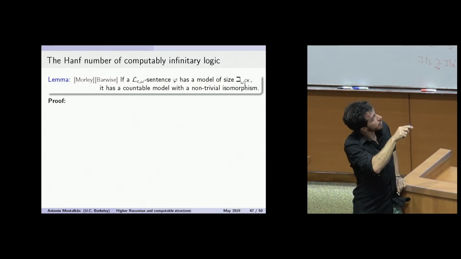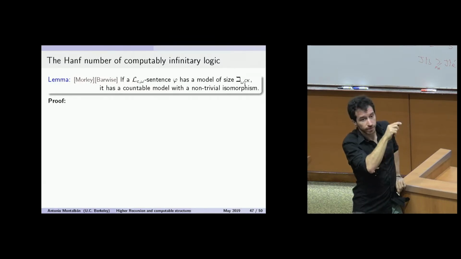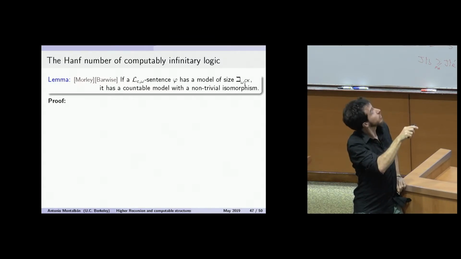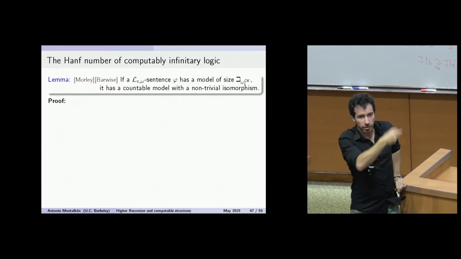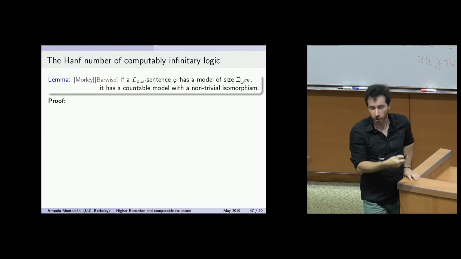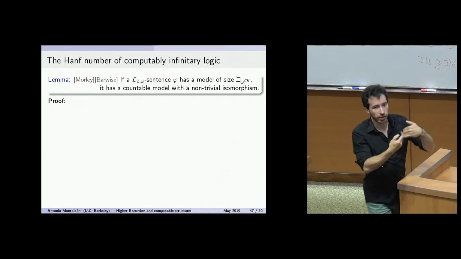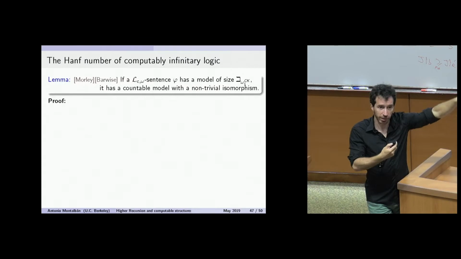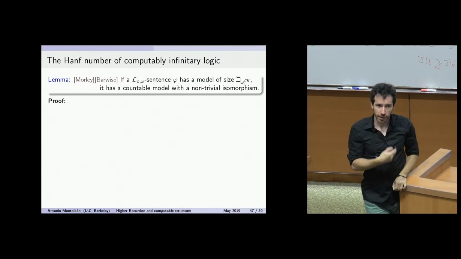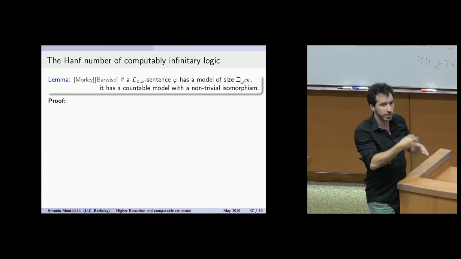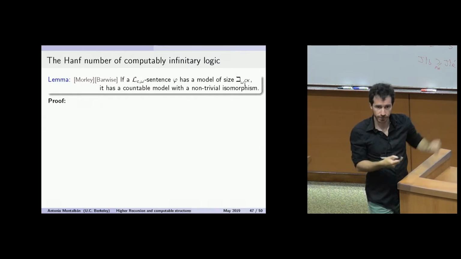In that sense, this is the least cardinal where you get this property, and that makes it what is called the half number of computable infinitary theory. Not exactly, but half number is: if you have models up to here, then you have models from there onwards for all cardinals. The reason is that once you have the indiscernibles, you can make models of any size you want.